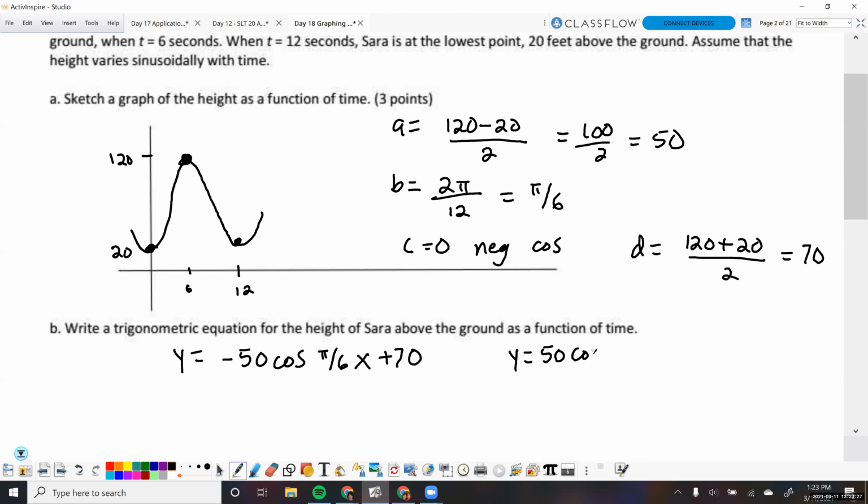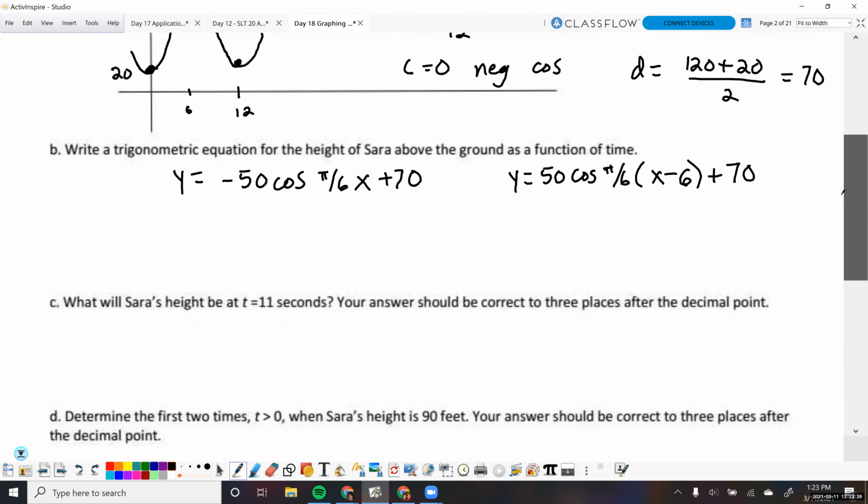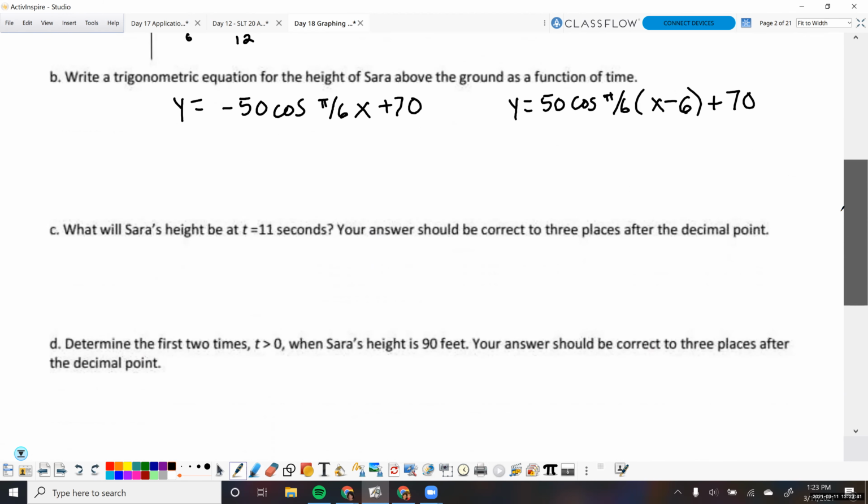Now, this is the equation I'm going to use for the below, but if you wrote it like this, I think this is probably the second most popular, to write it as a positive cosine with a phase shift right 6. So at this point now, we are going to need to grab our Desmos calculators. I'm going to use Desmos here. You can use your TI if you like.